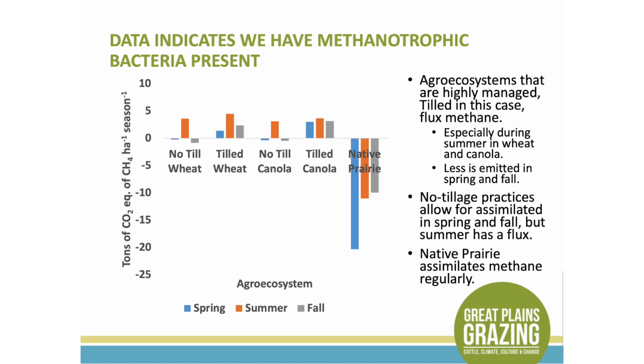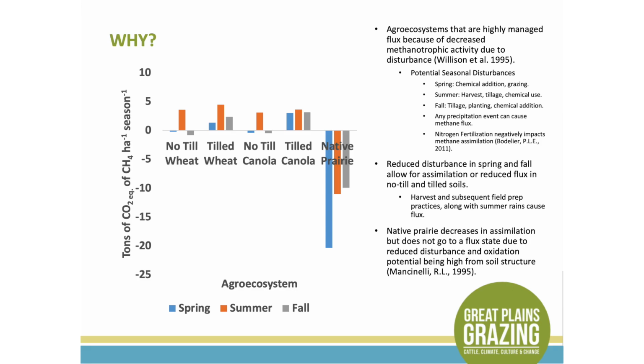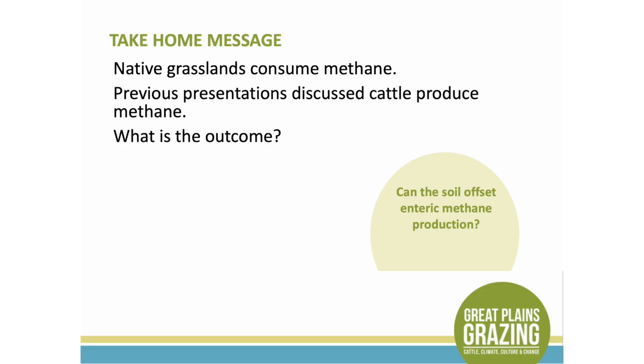However, in native systems or grassland systems, perennial systems that have reduced management, there's generally a higher affinity for consumption as opposed to flux. So what I presented today was essentially that native systems, native prairie that are unmanaged, they can still have cattle on them, but they're not fertilized or tilled, have the greatest affinity to consume methane.